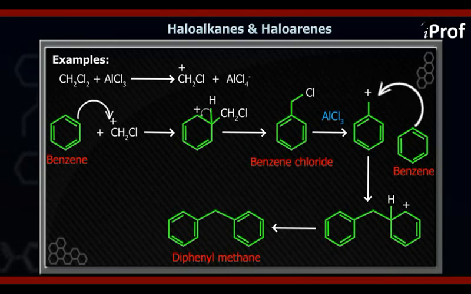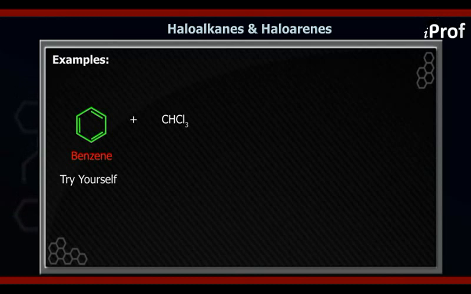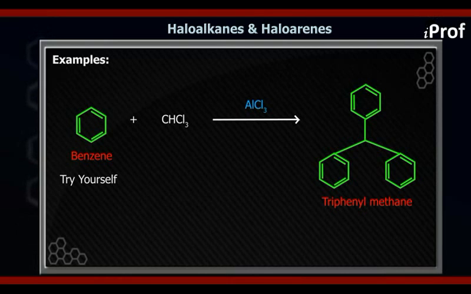So in this example, the new thing is that if you have something like CH2Cl2, or I give you another example, chloroform, that is CHCl3, in this case the Friedel-Crafts reaction takes place thrice, and hence the product formed is triphenylmethane. You can try it out yourself, how the reaction of benzene with chloroform in the presence of AlCl3 takes place to form triphenylmethane. Now this is all about the electrophilic substitution reaction.